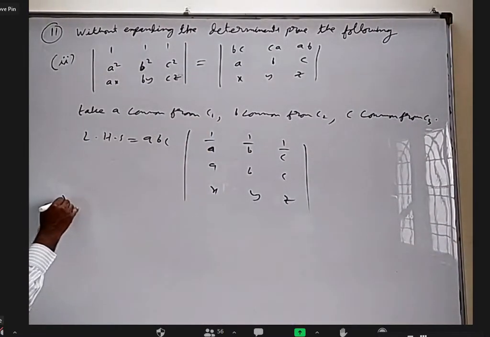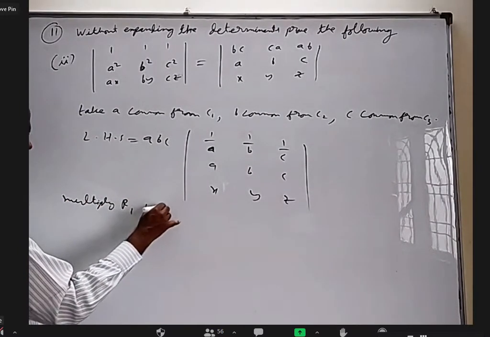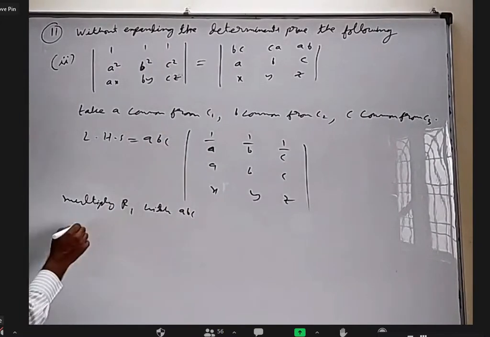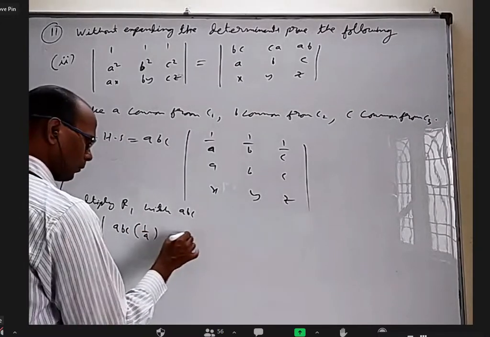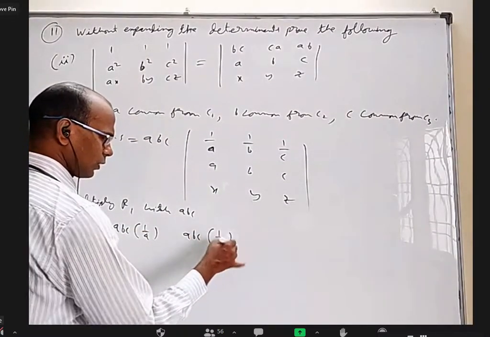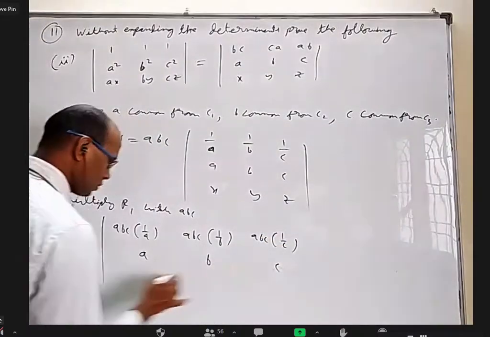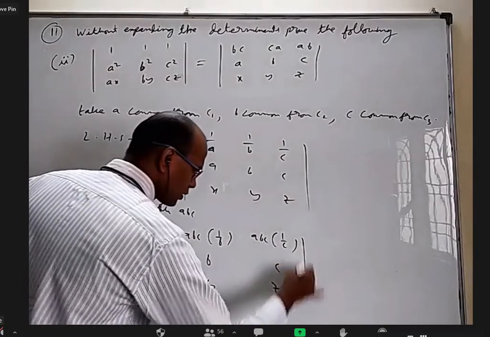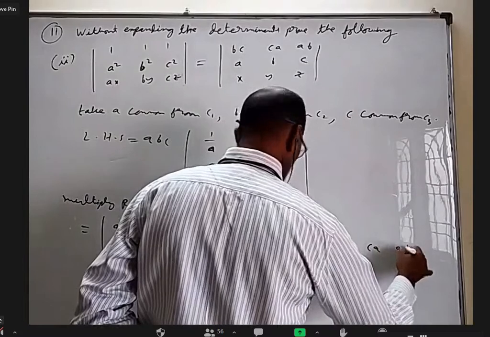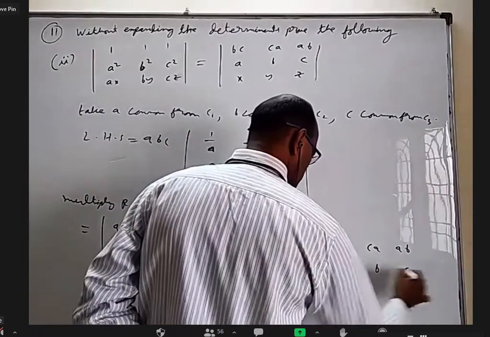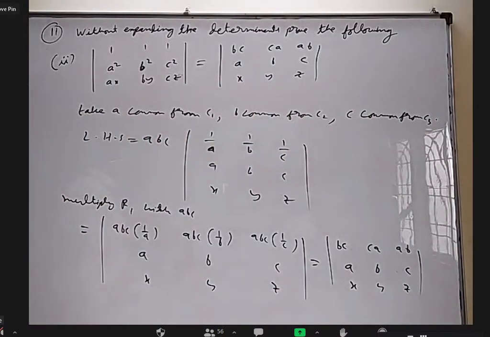Multiply R1 with ABC. We are just taking this inside: ABC into 1 by A, ABC into 1 by B, and ABC into 1 by C. A here, B here, C here, X, Y, Z. This is BC, CA, AB, ABC, and X, Y, Z. That is exactly RHS. Nothing much to interchange rows and columns.